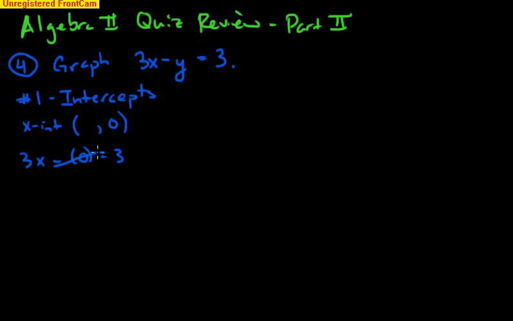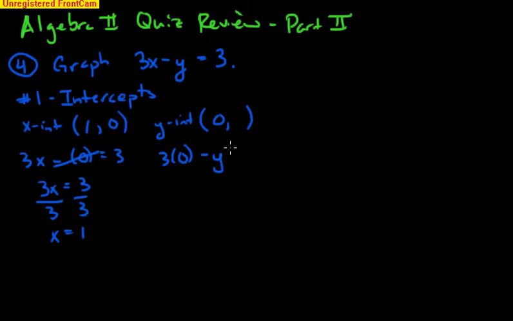And this minus 0 is going to go away because it doesn't affect the problem. We get 3x equals 3. Divide by 3, and x is 1. So there is our x-intercept, 1, 0. We do a similar thing for the y-intercept, except we let x be 0. 3 times 0 minus y equals 3. And then notice the 3 times 0 goes away. Notice negative y comes down.